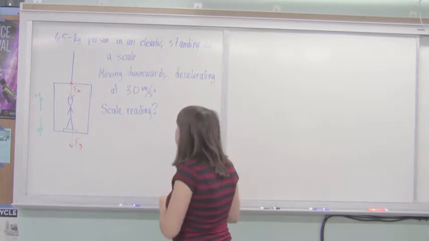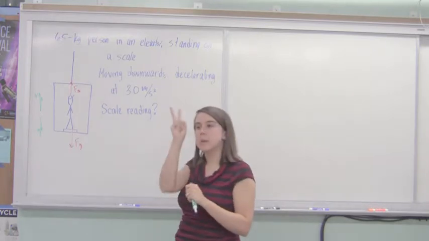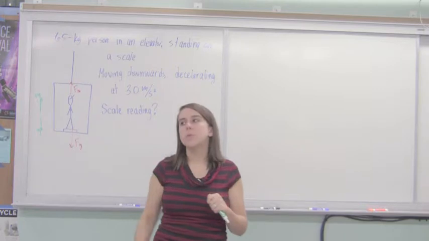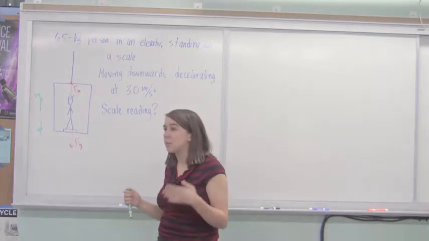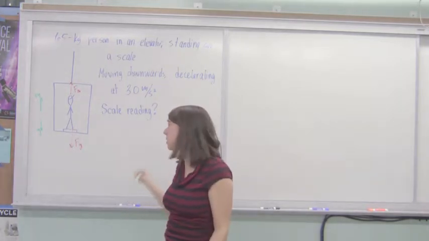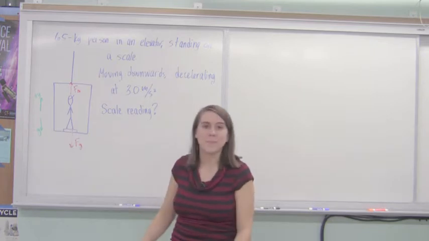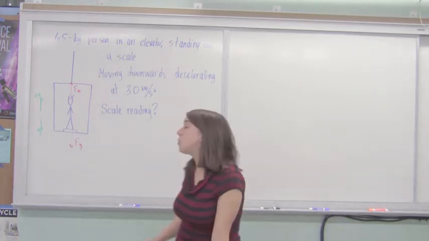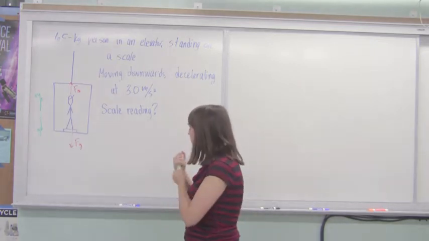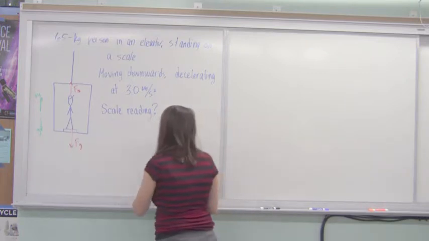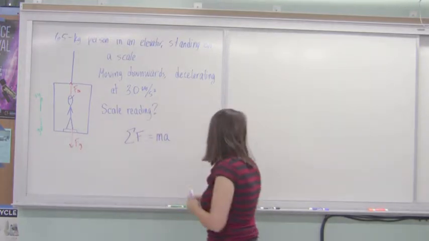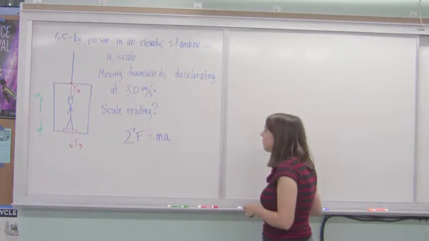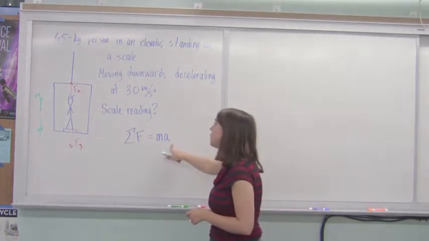All right, so first step was free body diagram. Second step was choosing a coordinate system. Normally I would have a third step in here, which would be to find components of forces, but we don't have to do that this time. And the last step for this one is just to sum up all the forces and set them equal to mass times acceleration.